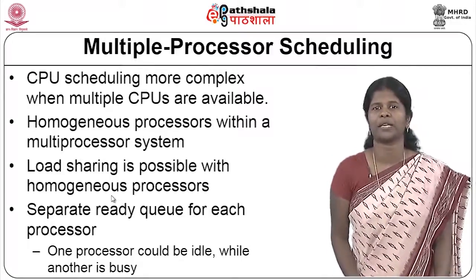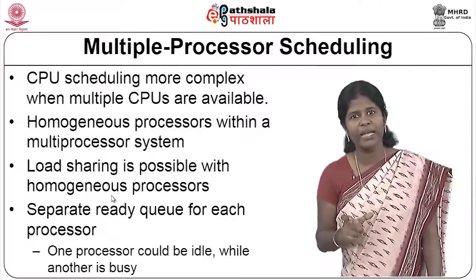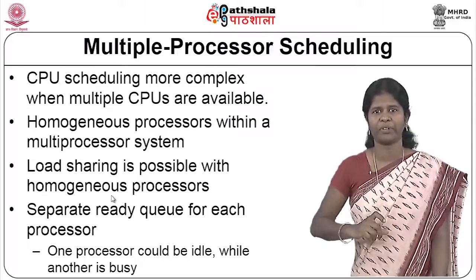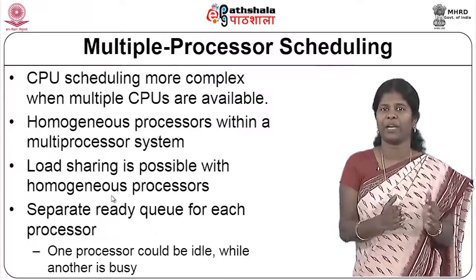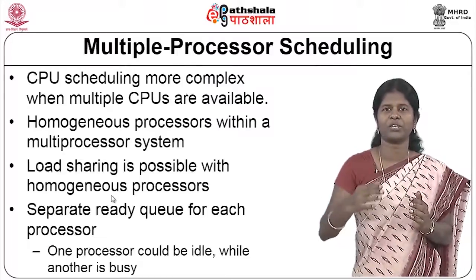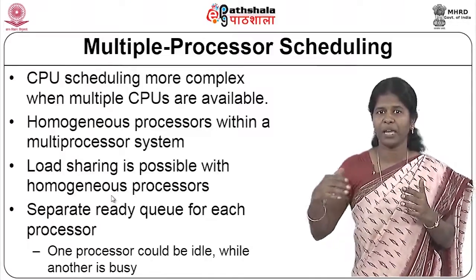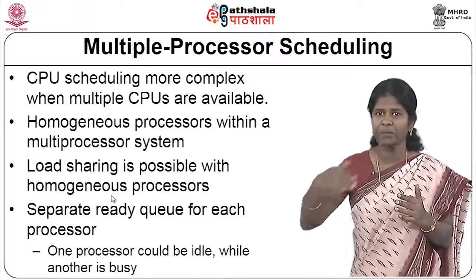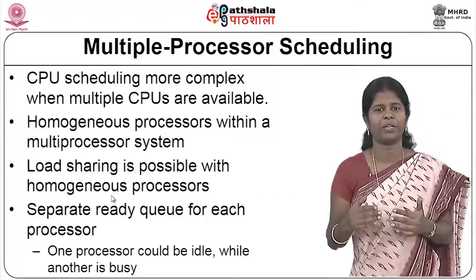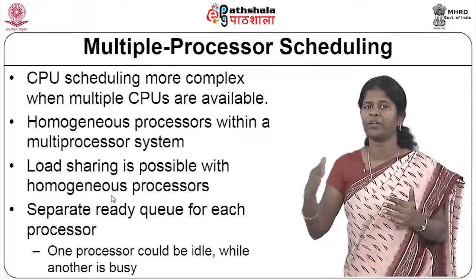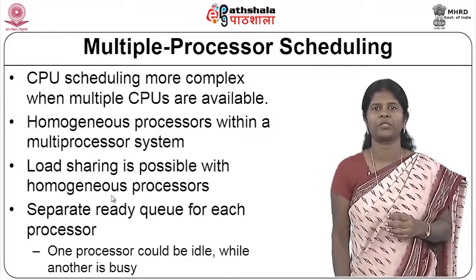But the problem here is that, say if one processor gets some processes which need only a small CPU burst time, that processor can quickly finish its job and remain idle. And if another processor is there, its queue may be long because the CPU burst times of the processes that went into the second processor's ready queue may be much larger. So, the problem in having a separate ready queue for each processor is that one processor can be idle while the other is busy.